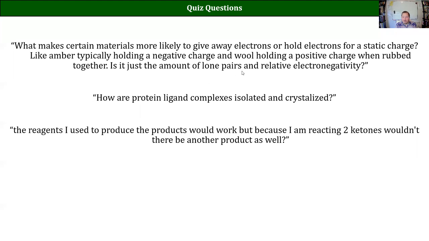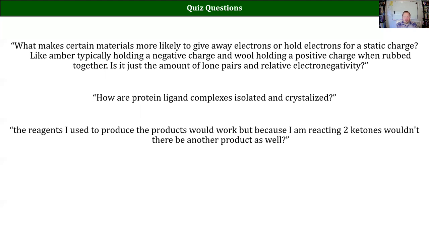Although I'm sure electronegativity and lone pairs play a role, because one of the materials that is most likely to retain a negative charge when you do static electricity is Teflon, which is big long carbon chains surrounded by fluorines. So the fact that a fluorinated organic compound is really likely to retain a negative charge more than pretty much anything else, and PVC for that matter, which is chlorinated carbon chains, tells me that either lone pairs or electronegativity must be playing a role to some extent. As we make things more electronegative, they're more likely to retain a negative charge.